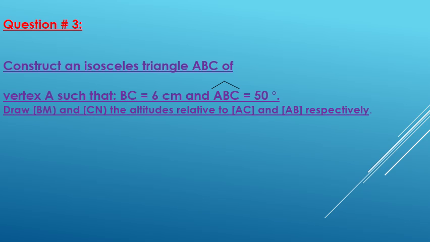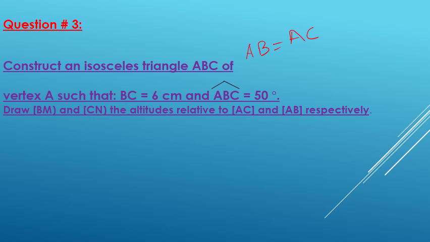This triangle has 2 equal sides and 2 equal angles. Before we construct, we should say what are the equal sides and what are the equal angles, because the vertex is A. If this triangle has a vertex A, what are the equal sides? We said that the equal sides are issued from the vertex, right? So the equal sides are AB is equal to AC.